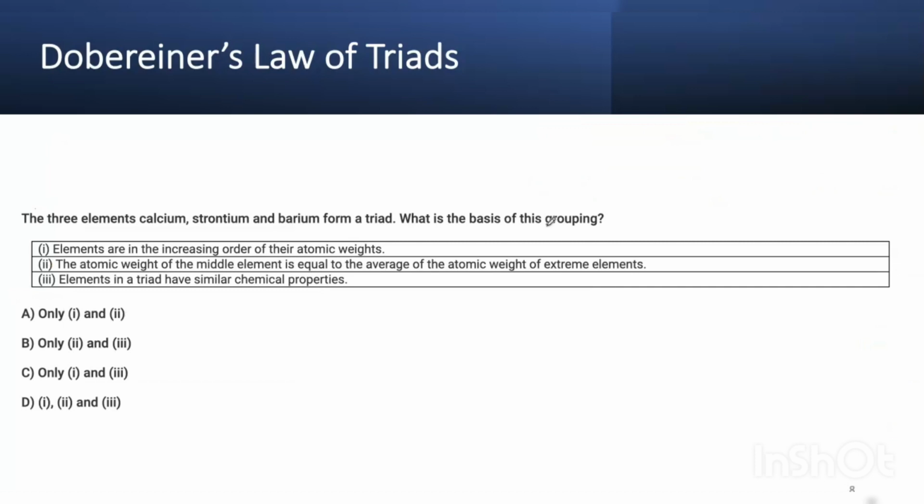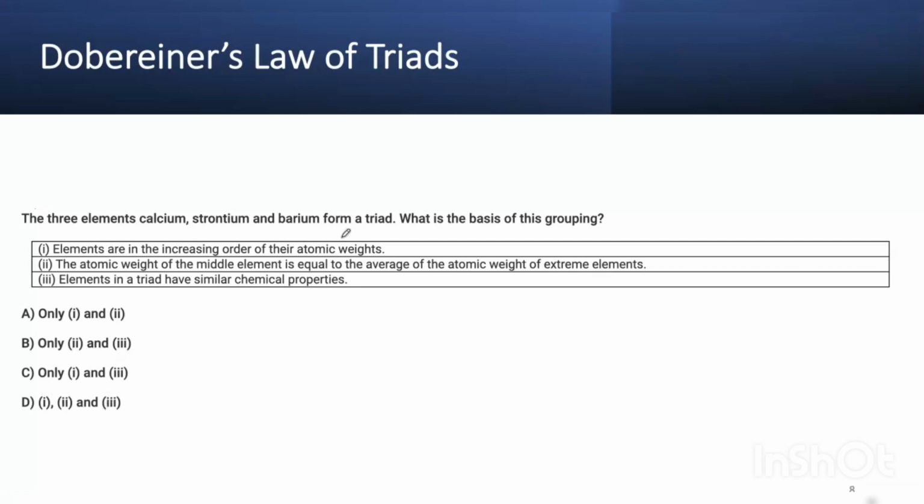Now coming to the third question, the three elements calcium, strontium and barium form a triad. What is the basis of this grouping? 1. Elements are in the increasing order of atomic weights. 2. The atomic weight of the middle element is equal to average of atomic weight of extreme elements. 3. Elements in a triad have similar chemical properties. Option A given, only 1 and 2 are correct. Option B given, only 2 and 3 are correct. Option C given, only 1 and 3 are correct. And option D given, 1, 2 and 3 are correct.